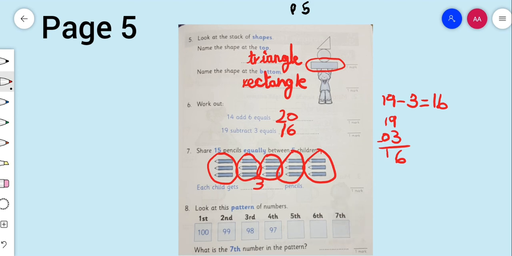So they're counting down. 100 take away 1 is 99. Here, 99 take away 1 is 98. So keep on taking away 1. So which means 97 take away 1 is 96. 96 take away 1 is 95. And 95 take away 1 is 94. And we've reached the 7th place. So we write here 94 because that's what came in the 7th place.